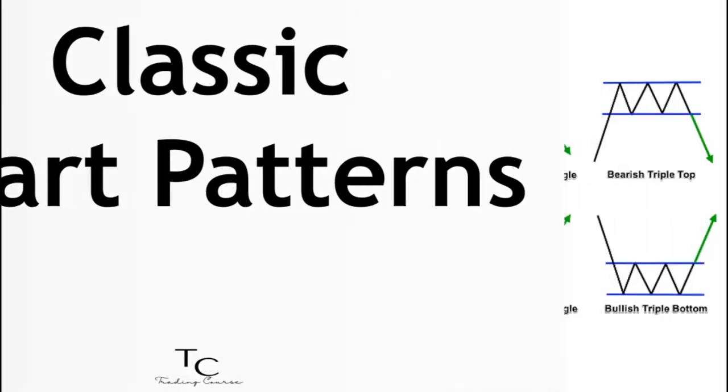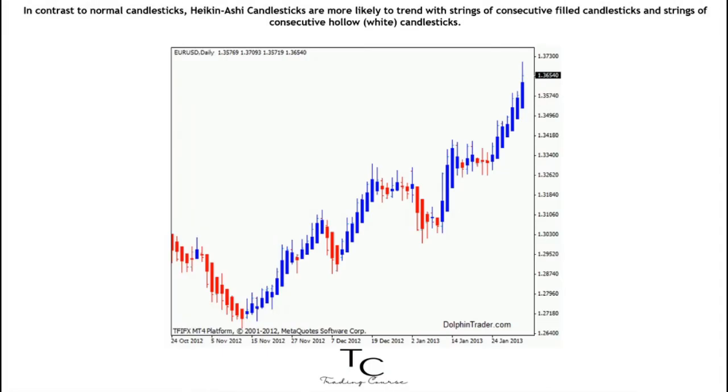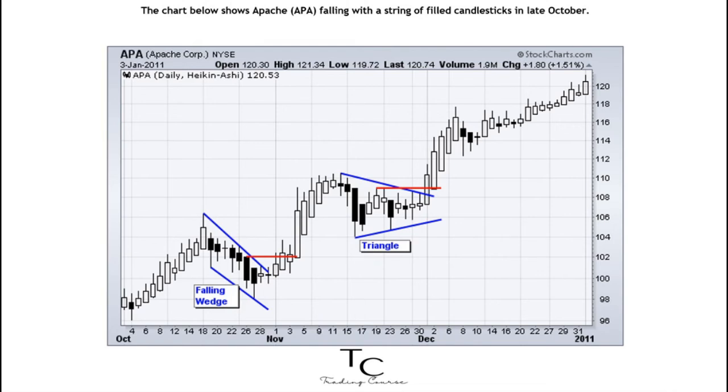Classic chart patterns. Classic chart patterns and trend lines can also be used on Heikin Ashi charts. In contrast to normal candlesticks, Heikin Ashi candlesticks are more likely to trend with strings of consecutive filled candlesticks and strings of consecutive hollow, white candlesticks. The chart on the screen shows Apache, APA, falling with a string of filled candlesticks in late October. The Heikin Ashi candlesticks formed a falling wedge and APA broke resistance with a surge in early November.